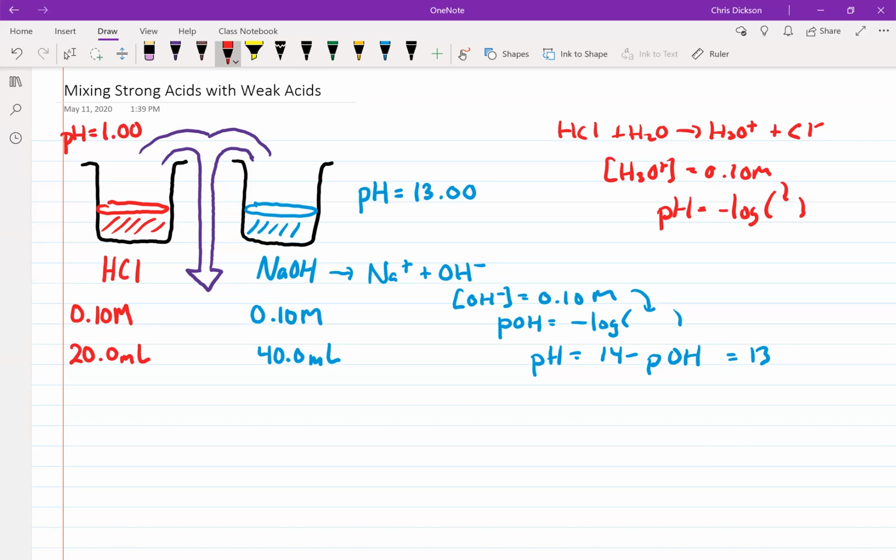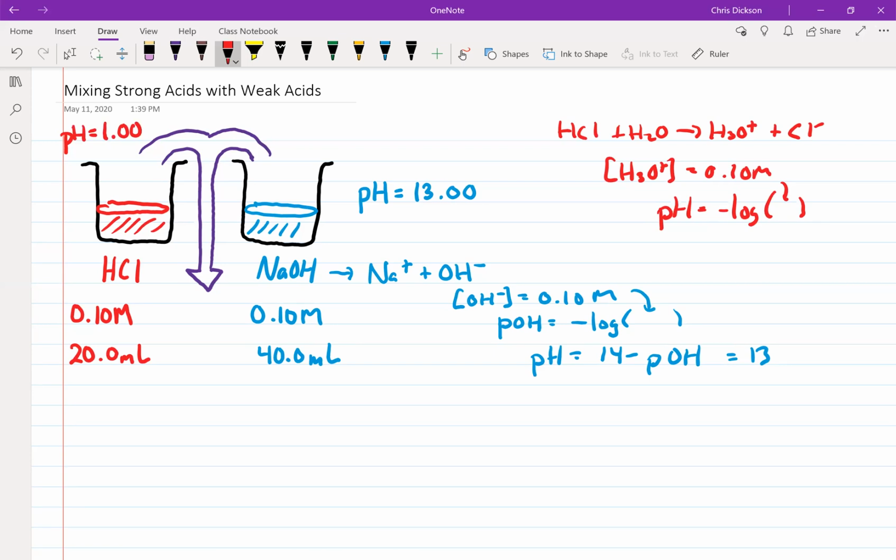So we have very acidic conditions and very basic conditions. You would not want to put your fingers into this stuff or drink it or something silly like that. But if you mix them together, do you think it would be safe to drink, or do you think it would be a little more on the acid side or a little more on the base side?